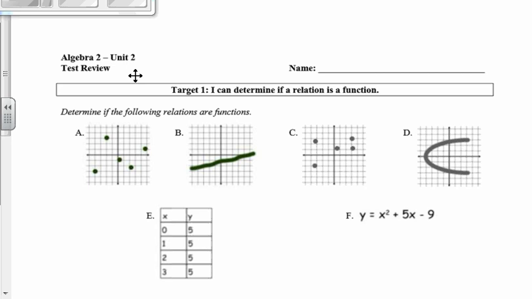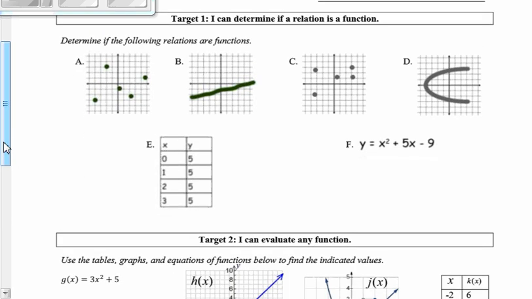So we're going to start right off the bat with target 1, just talking about if we have a function or not. So graphically on A through D, what we're looking for is if our graph passes the vertical line test, meaning if I scanned a vertical line across it, it would not touch more than one point at a time. So this would be a function. This passes the vertical line test. This is a function that's actually a linear function.